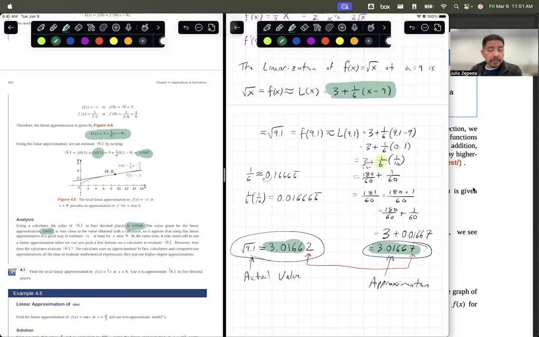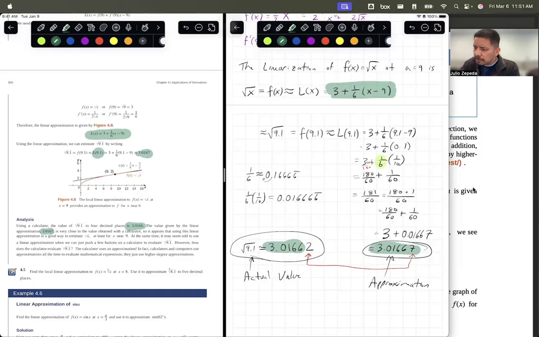However, how does the calculator evaluate the square root of 9.1? The calculator uses an approximation. In fact, calculators and computers use approximations all the time to evaluate mathematical expressions. They just use higher degree approximations. So, a little bit of a dive into how does the calculator know what the square root of 9.1 is? It uses an approximation itself.